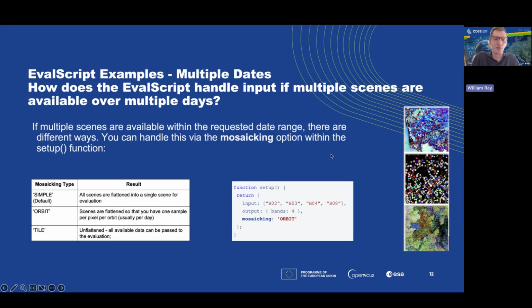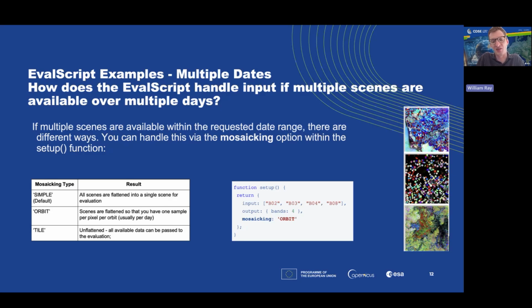We can also use multiple dates within our eval scripts. So let's have a look at how we can handle multiple scenes as an input. If multiple scenes are available in your requested data range, there are different ways that the eval script can handle this. This is defined via the mosaicing option within the setup function. By default, we normally use simple, and this means that all the scenes are flattened into a single scene for evaluation.